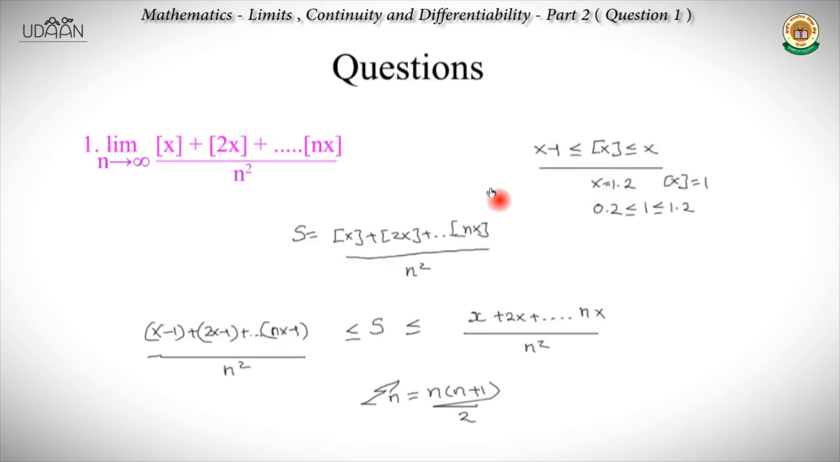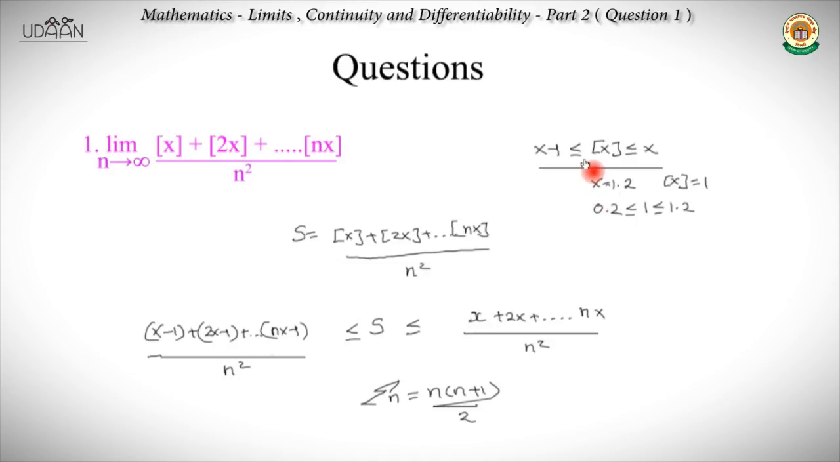Is there an example below the identity? Exactly. Let us take x equals 1.2. So [x] will become 1. Going back to this identity, we can see that 1 lies between 1.2 and 0.2. Perfect. So how will you incorporate this identity in the question?